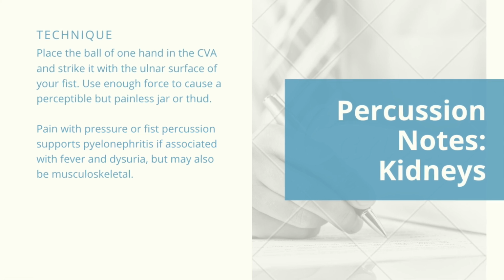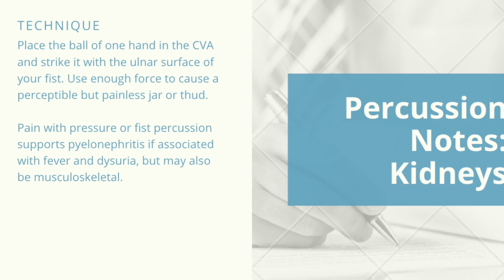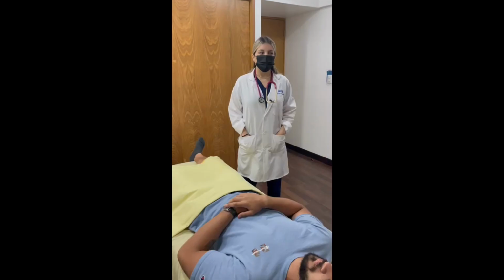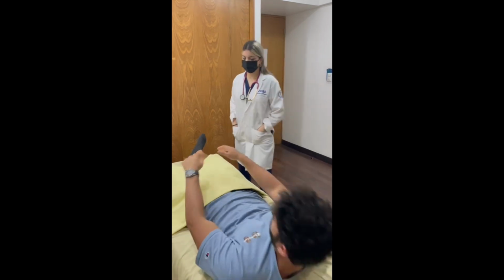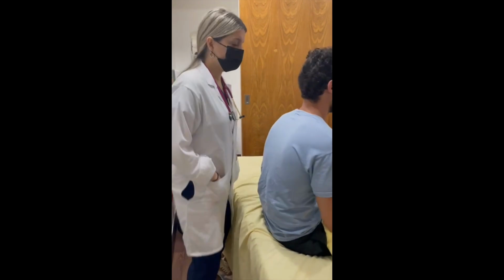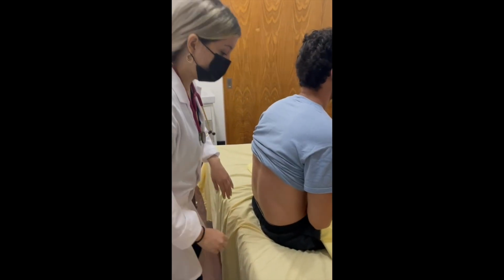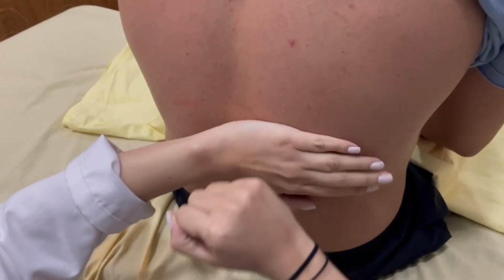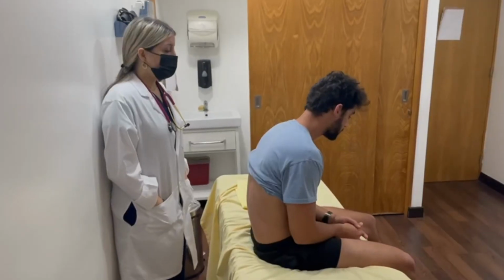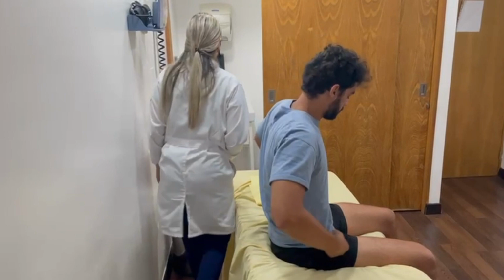When percussing the kidneys, place the palm of one hand over the costovertebral angle and strike it with the ulnar surface of your fist. If the patient feels any pain, it's a bad sign. Can you please sit up? Can you lift your t-shirt? You can pull your shirt back down, and I'm going to wash my hands.